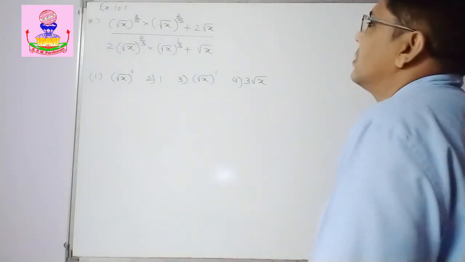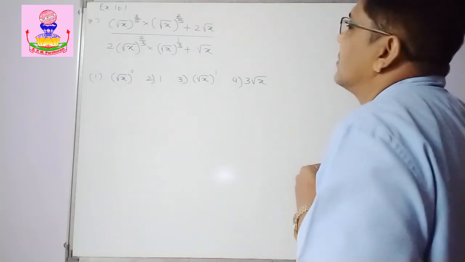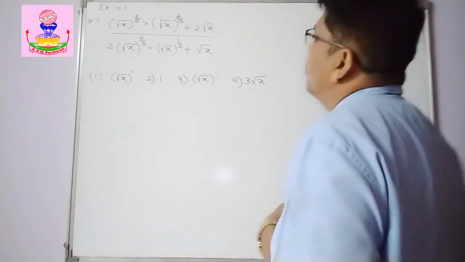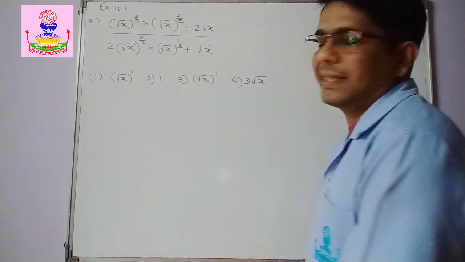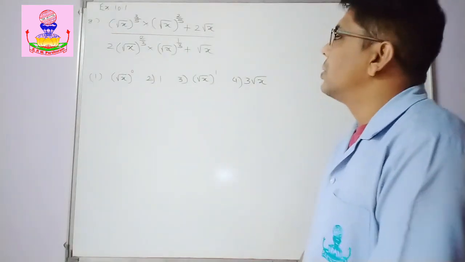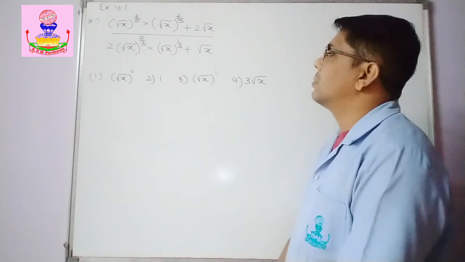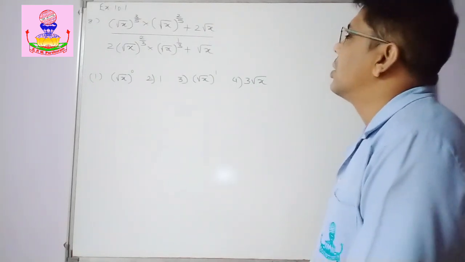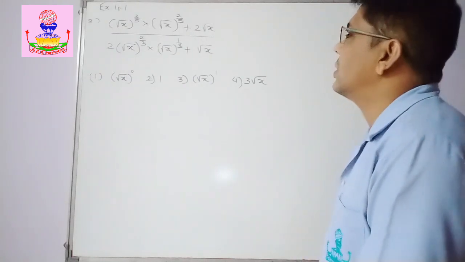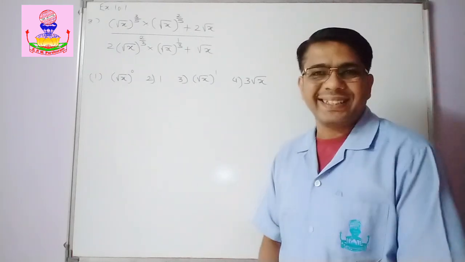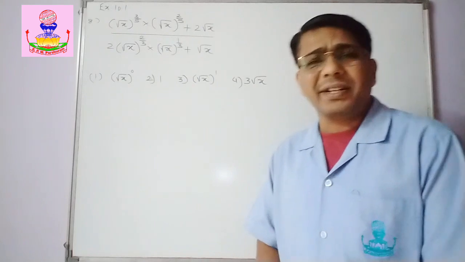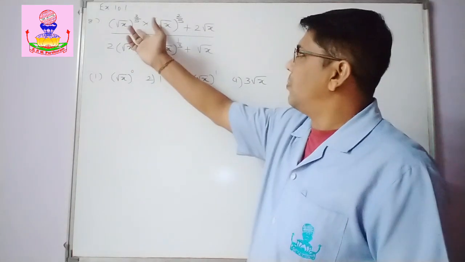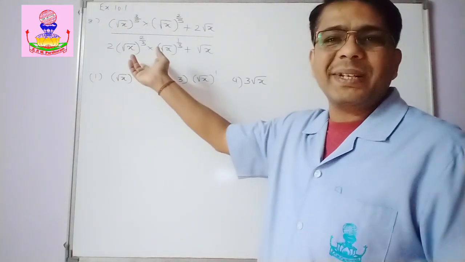Square root of x raised to 3 upon 5 into square root of x raised to 2 upon 5, plus 2 root x divided by 2 root of x raised to 2 upon 3 into square root of x raised to 1 upon 3, plus root x. It looks complicated, but it's not so. Use the law of multiplication here.